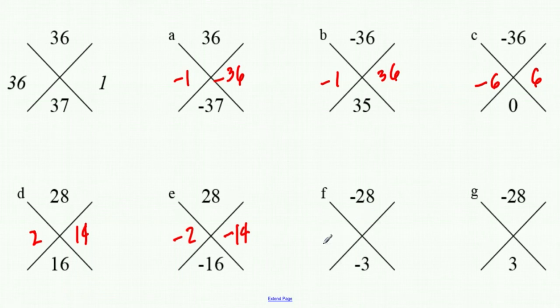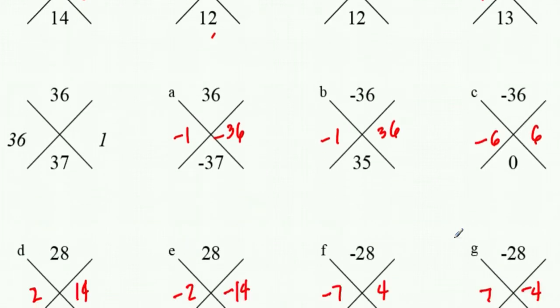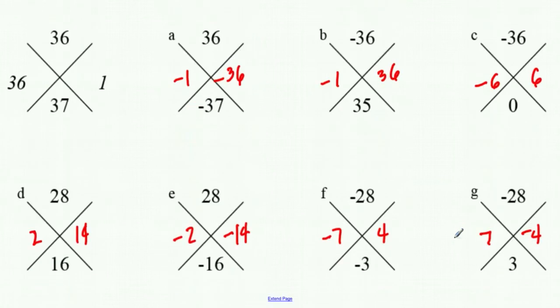Negative 28 would be negative 7 and positive 4, because you want to get the negative sum, and that will still give you a negative 28. And in this case now, we'll do the opposite. This becomes now 7 and negative 4. Okay, we want to get a positive sum and then still a negative 28. So this is using the X method. Now, how are we going to use this for factoring?